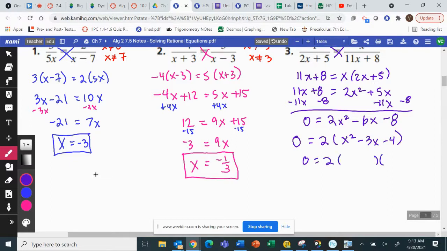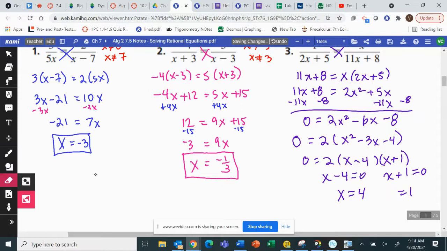So I'm going to factor and I will get x minus 4, x plus 1. And I set each factor equal to 0: x minus 4 equals 0, x plus 1 equals 0. I don't set 2 equal to 0 because that's not an answer. That's just a 2. So I get x equals 4 and x equals negative 1. I forgot to do my domain restrictions right away, so I'm going to do those now.